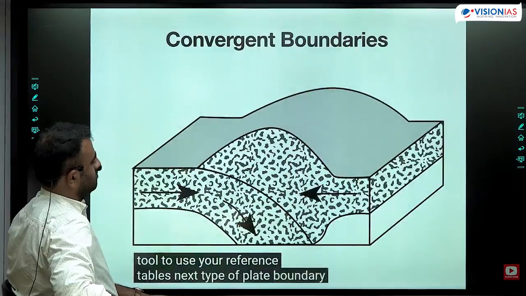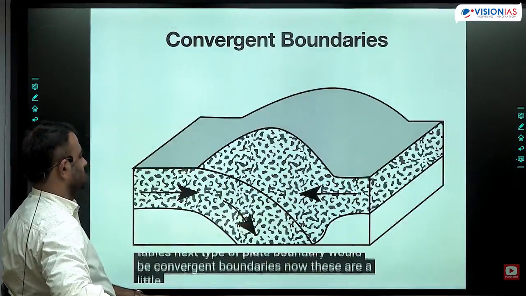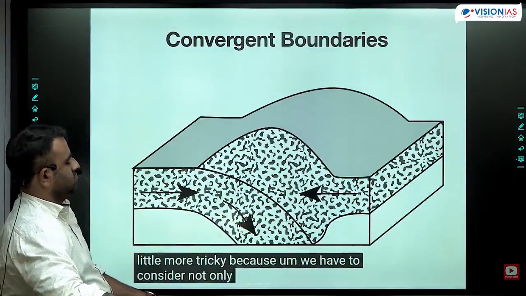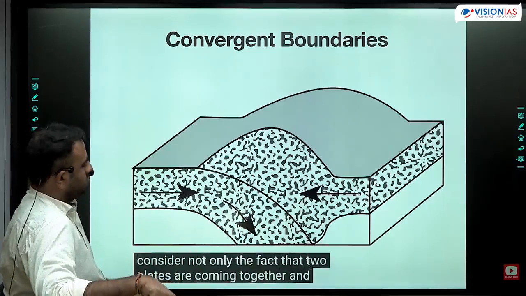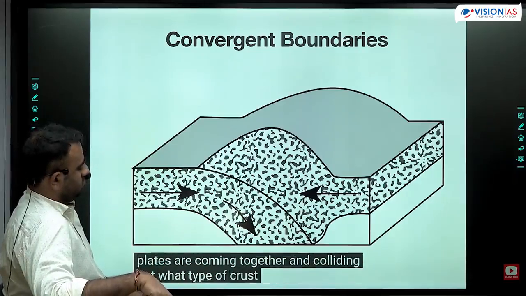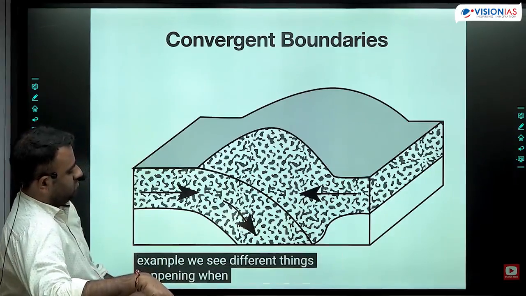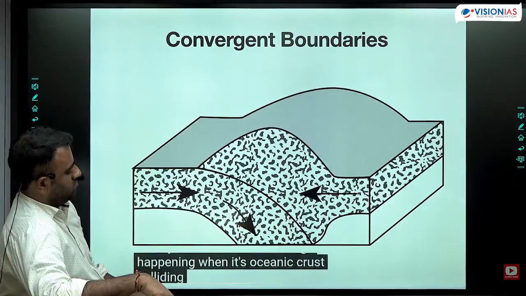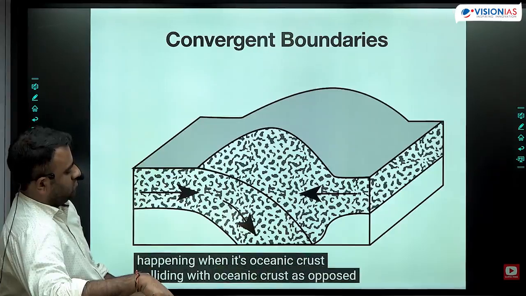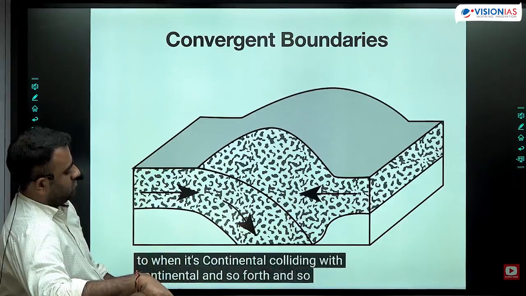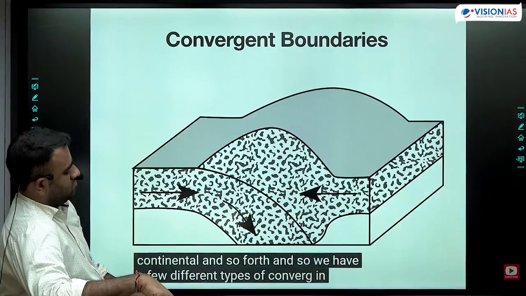Next type of plate boundary would be convergent boundaries. Now, these are a little more tricky because we have to consider not only the fact that two plates are coming together and colliding, but what type of crust is involved. For example, we see different things happening when it's oceanic crust colliding with oceanic crust, as opposed to when it's continental colliding with continental, and so forth. And so we have a few different types of convergent boundaries.